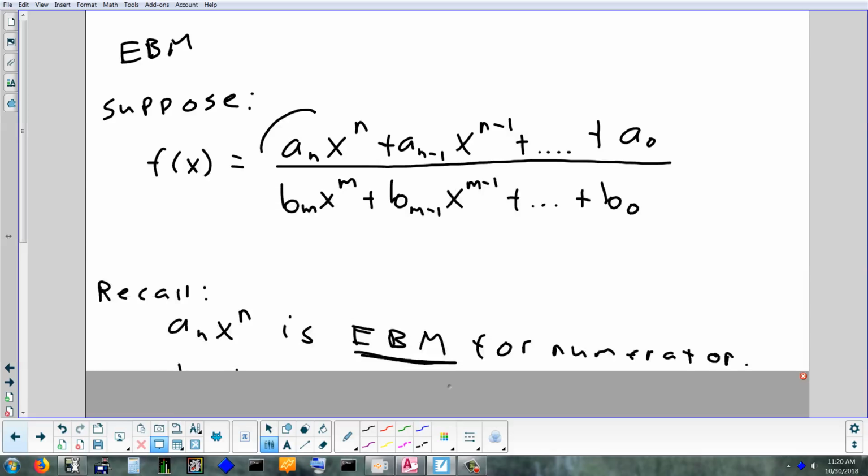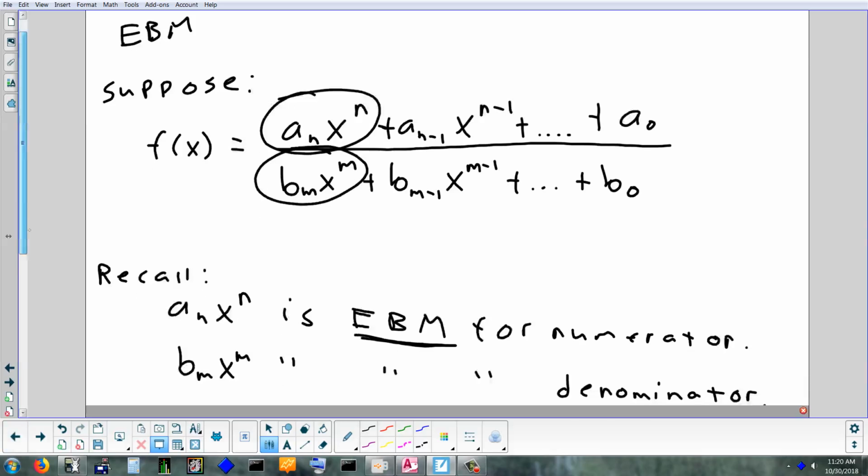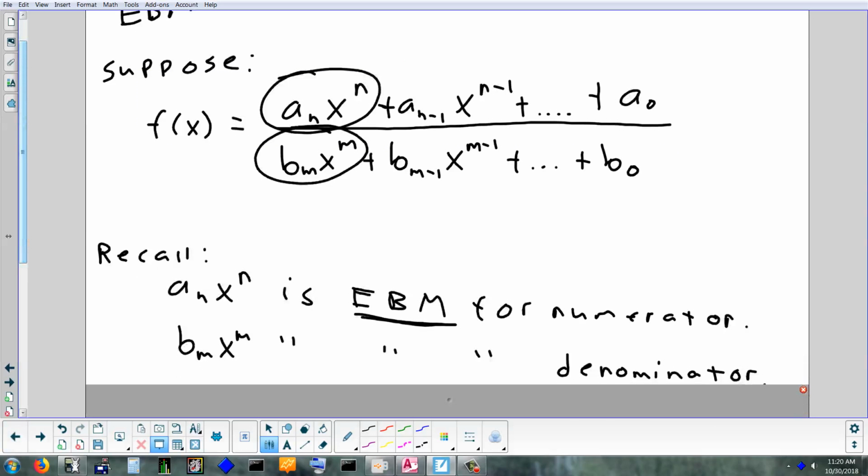So this is the end behavior model for the top. And likewise, if you wanted to know the end behavior model for just the bottom, it again is the highest degree term. So we have an end behavior model for the top. That predicts what the top is going to look like. We have the end behavior model for the bottom. That predicts what that's going to look like.